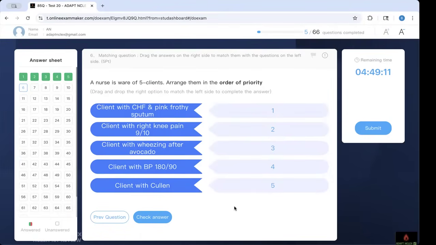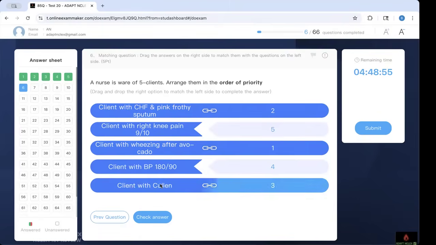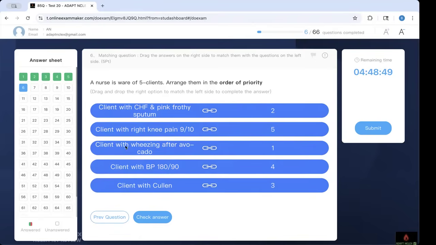But I can tell you who's number one. Think about it. Whose situation is worse? If you're wheezing after avocado, airway problem. If you have CHF and pink frothy sputum, that's what? Breathing issue. If you have Cullen sign, that means you're bleeding. And then hypertensive urgency is number 4, and then knee pain, number 5. This is the way you arrange them. Is that the way you got it?